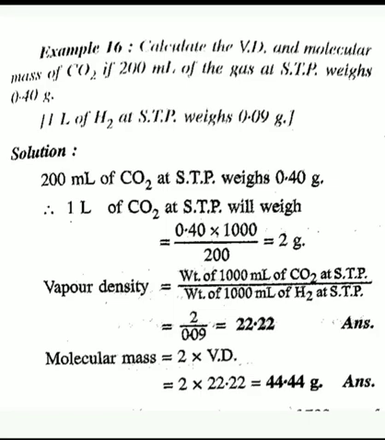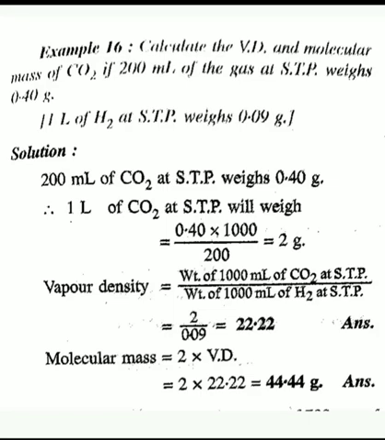Now here, how much is given? 200 milliliters of carbon dioxide at standard temperature and pressure weighs 0.40 gram. So 1 liter of carbon dioxide at standard temperature and pressure will weigh 0.40 into 1000 divided by 200. Why 1000? Because 1 liter equals 1000 milliliters, and 200 milliliters is given, so you convert it. That means 0.40 into 1000 divided by 200 equals 2 gram.